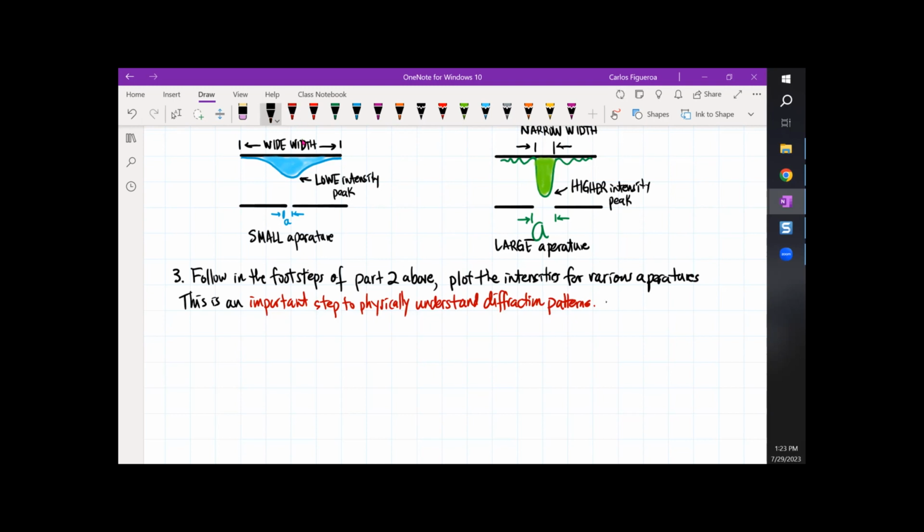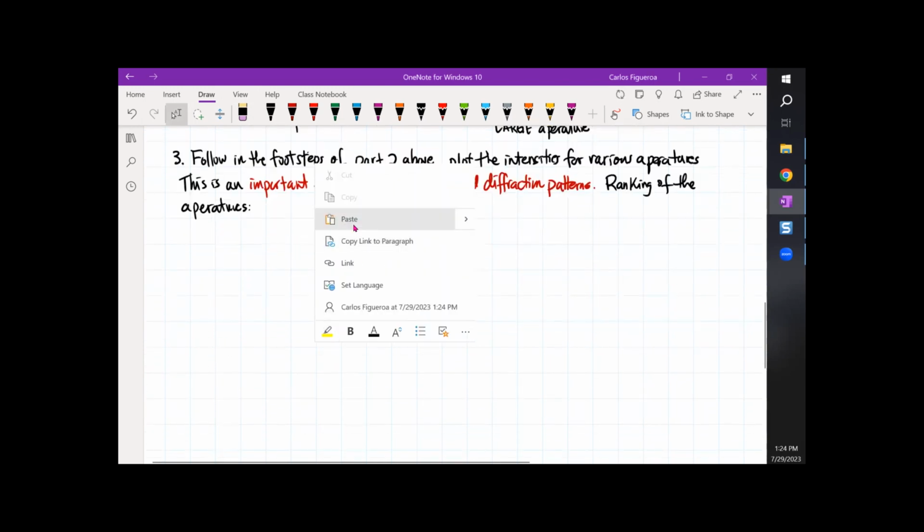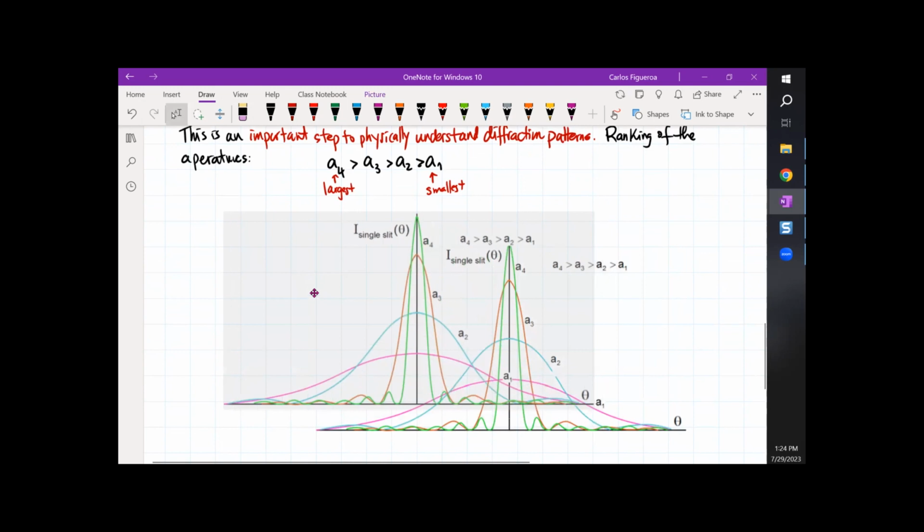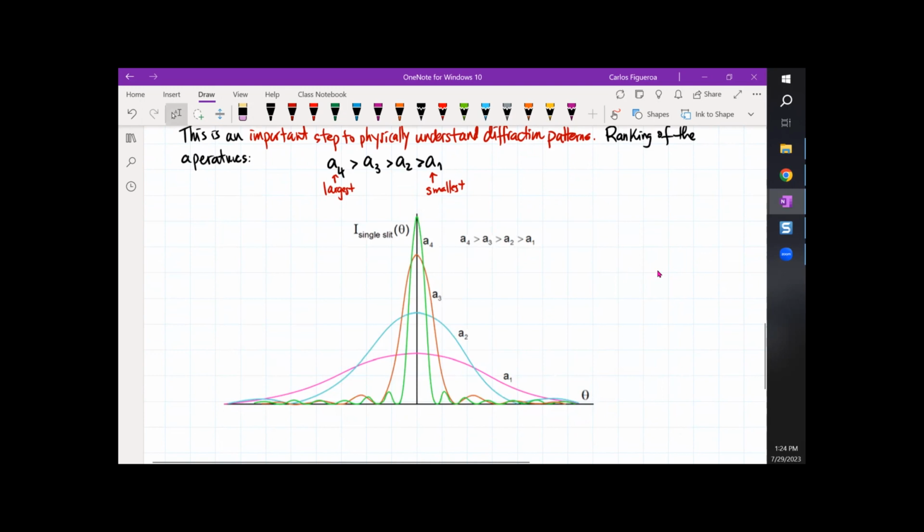So here's the ranking of the apertures. I'm going to rank them like this. There's going to be 4 of them. And when you look at these 4, you're going to see that this guy right here is the largest. This one right here is the smallest. Now, this is an image that I'm going to share with you, and it has a lot of stuff here. In my opinion, it's an incredible graph.